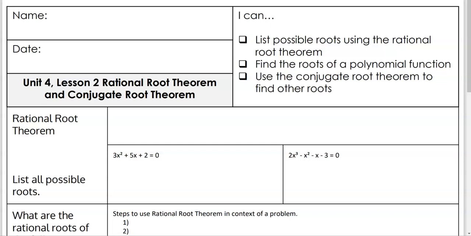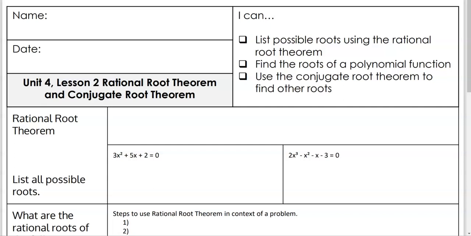Okay? They sound very fancy, but they're pretty not. They're pretty simple. Okay? A theorem means it happens all the time. It's been proven that it will always be true. Okay? So what we're going to do is we're going to list possible roots. That's what the rational root theorem is going to do for me. And then we're going to find the roots of a function. And then we're going to use the conjugate root theorem to find other roots. So they're all helping us find roots.